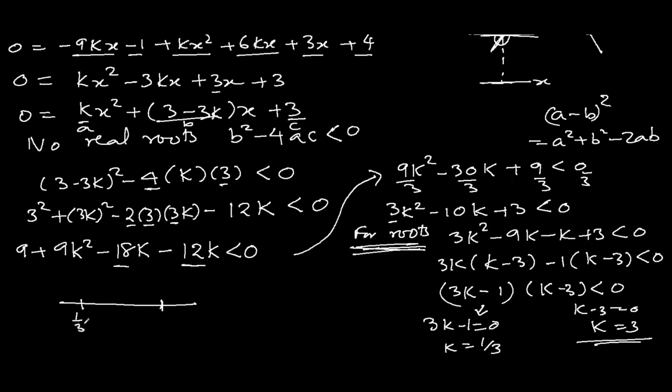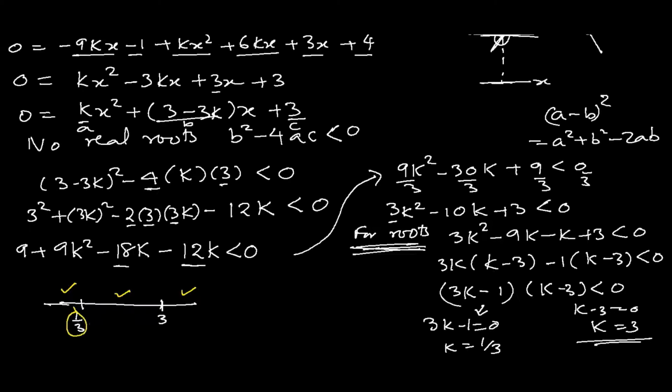So this is 1 over 3 and this is 3. 1 over 3 is smaller, 3 is bigger, so they are on this number line this way. So our answers will be in these three sections, either here or here or here. And now to choose a perfect answer, take a number less than 1/3.